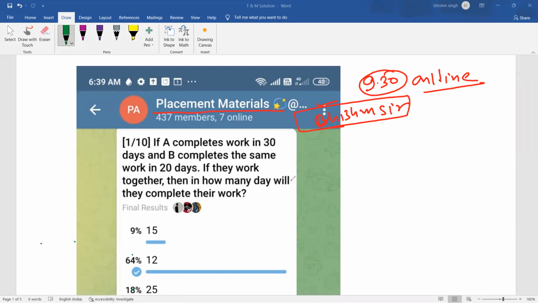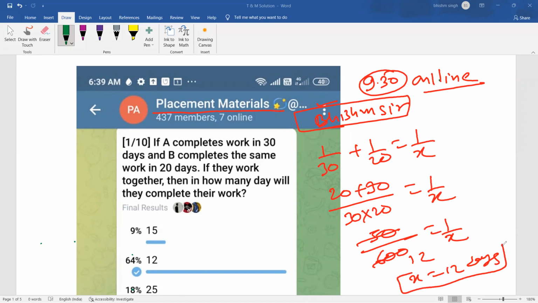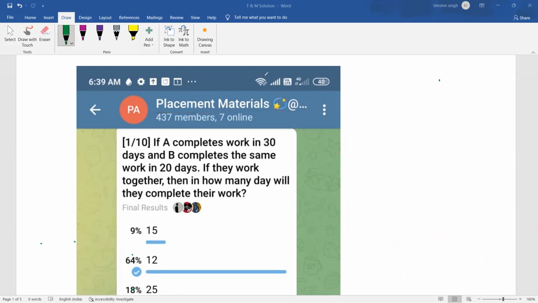First question: if A completes the work in 30 days, and B completes... then 1 by 30 plus 1 by 20 equal to 1 by x. This is how much here? 12. So in 12 days he will complete the entire work. So this first question is done here. Now we will try the second question.